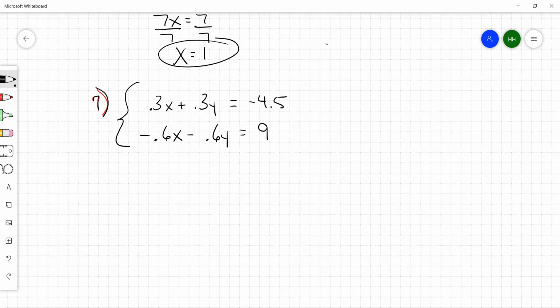Oh, wait, number 7, no, it says negative 7 equals 8. 0.3x plus 0.3y equals negative 4.5. Negative 0.6x minus 0.6y equals 9. You multiply the top by 2. Yeah. Seems like everything would just disappear, doesn't it? Did anybody do it and get that answer? If you combine them and they disappear, what does that mean? We talked about that earlier. Aren't they the same? Yeah. So I would say that the answer is incorrect.